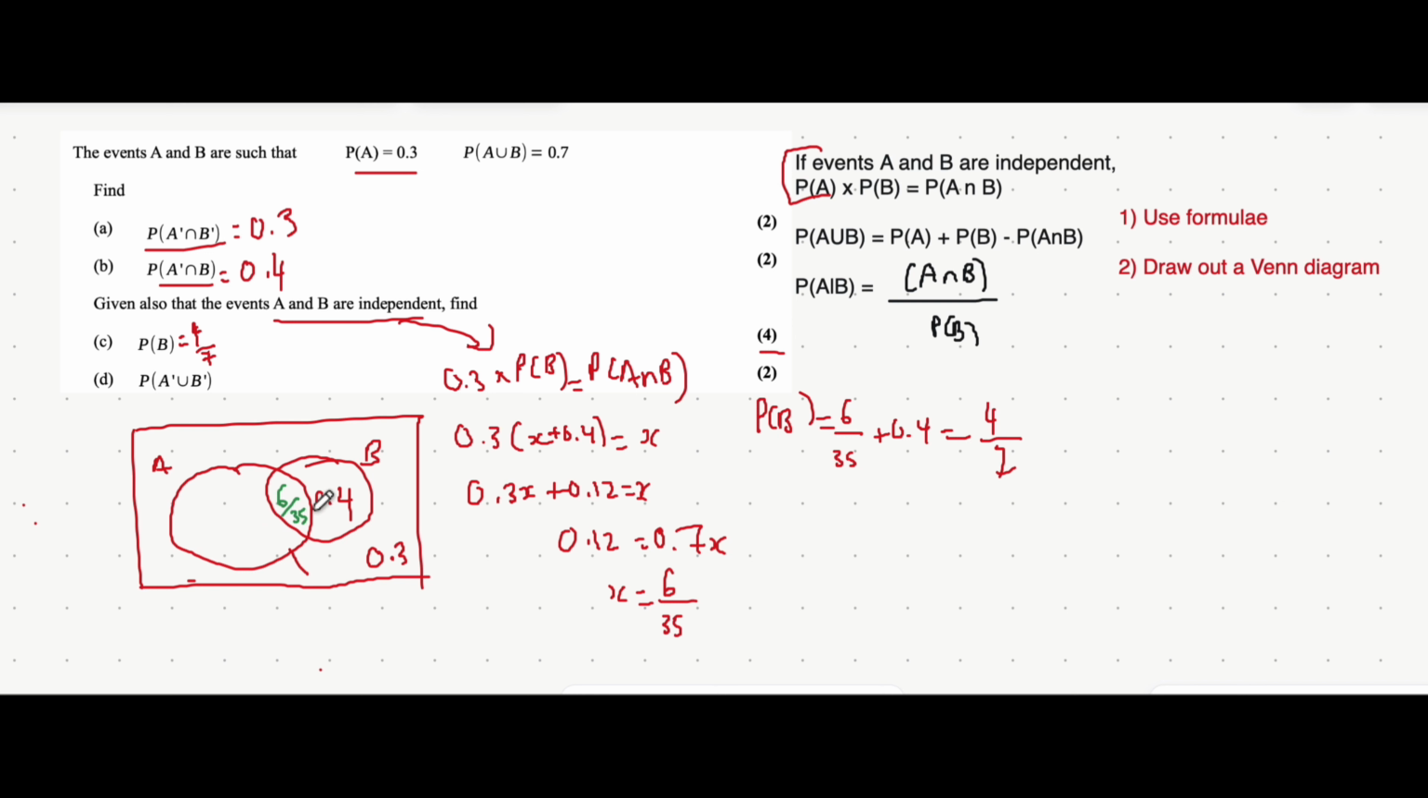So if we do 1 take away everything that we do have, we are left with this only A section. So let's do that. 1 take away 6 over 35, take away 0.4, take away 0.3, and that actually equals 9 over 70.